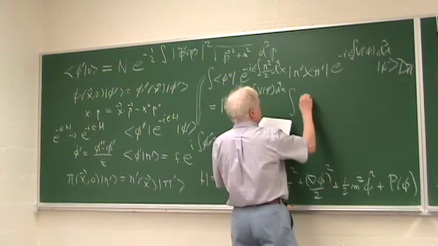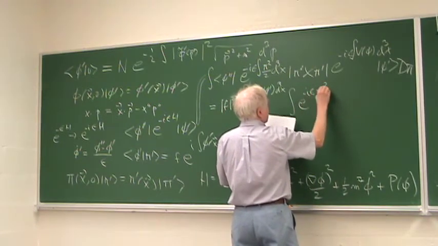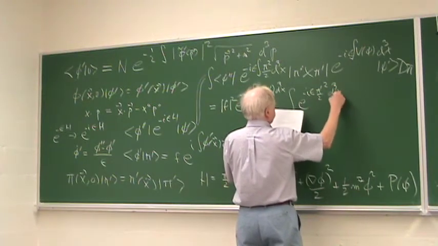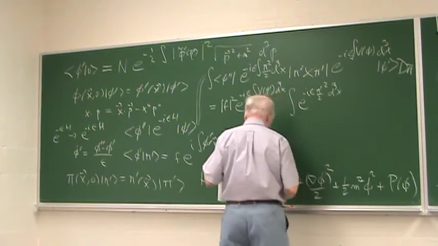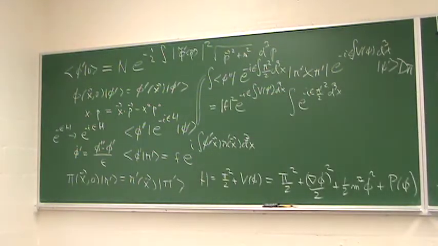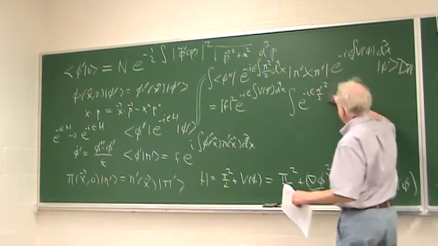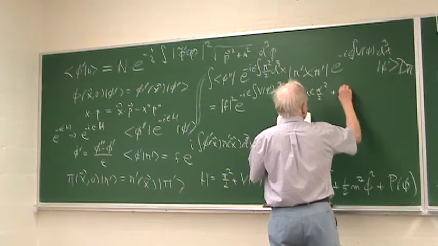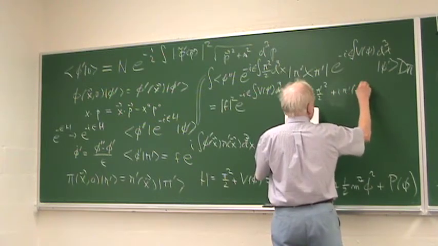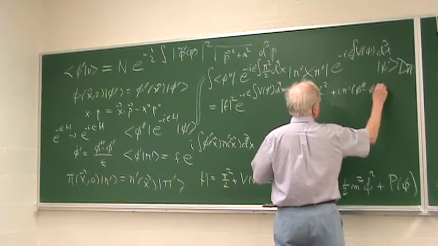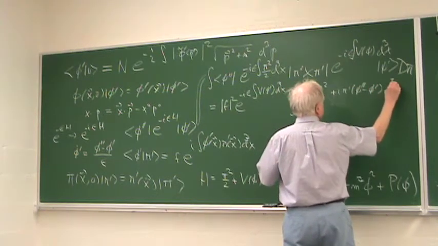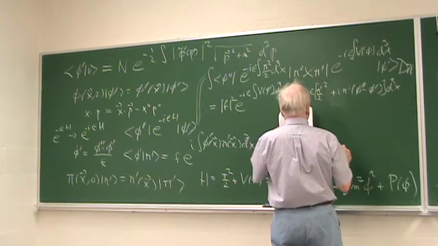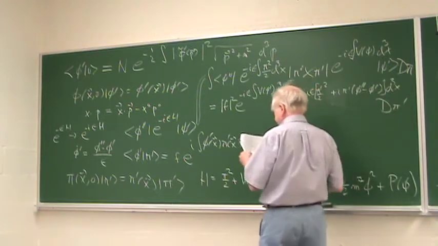And so what we have then is e to the minus i epsilon pi prime squared over 2 d cubed x. Well, never mind the d cubed x so quickly. Plus i pi prime times phi double prime minus phi prime, all that d cubed x. And then d pi prime.